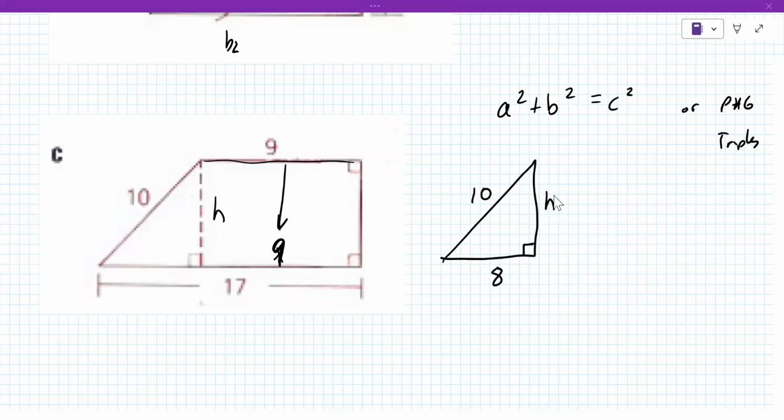Um, 6. Yes, H is 6. Very good. So then the final area of the trapezoid, you have to take the average of the bases. One base is 17, the other base is 9. We'll go ahead and find the average of those, add them up, divide by 2, and then multiply by the height, please. Okay.